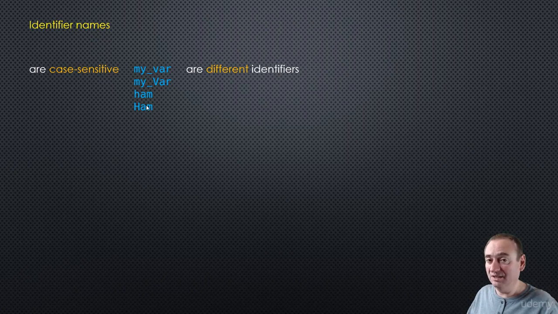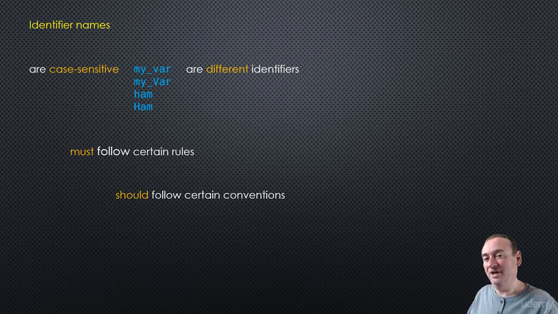Really not recommended that you do so, at least not with variables. There is a case where this might actually be useful when dealing with classes, but generally not something you should do. It can be pretty confusing if somebody's reading your code. So identifiers must follow certain rules, and they should follow certain conventions. Let's take a look at what those are.